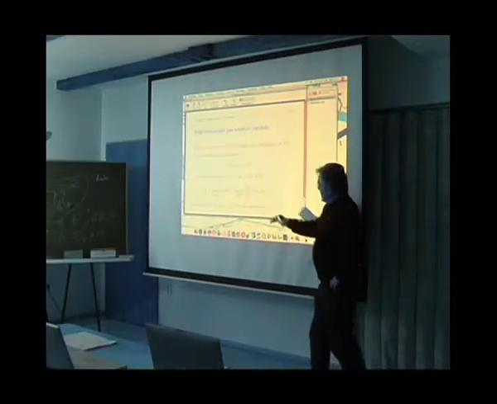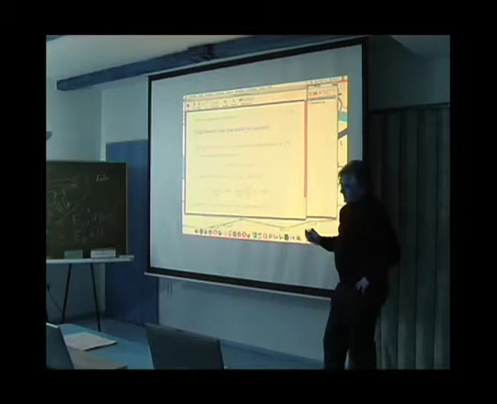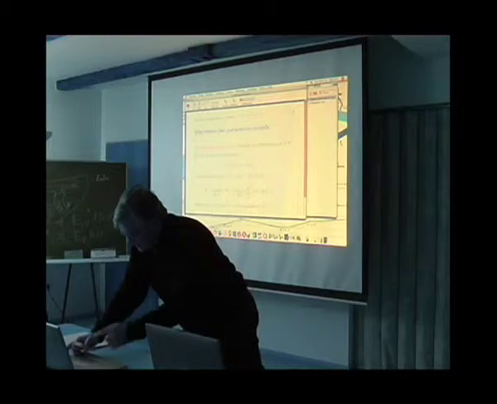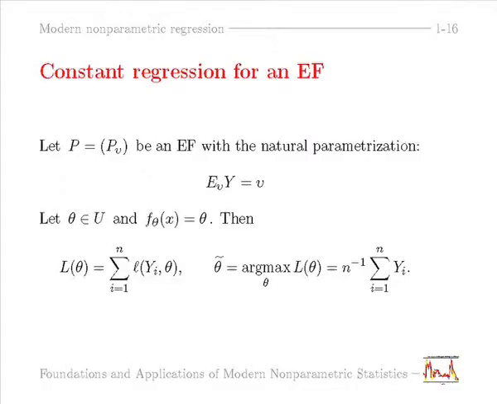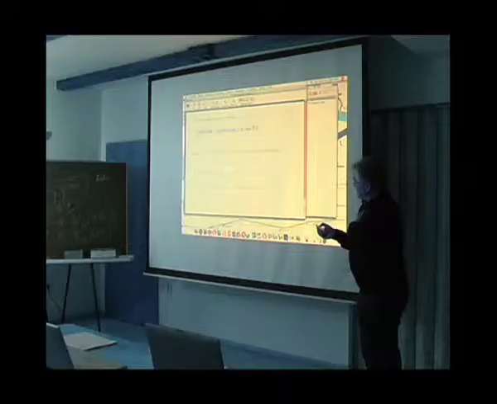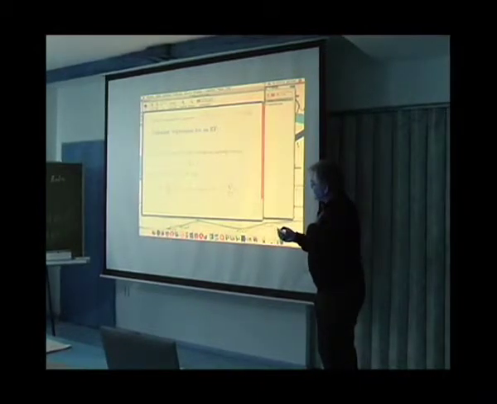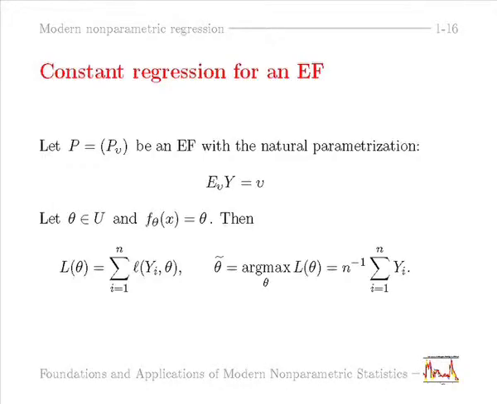Likelihood function yi and f theta, and we apply the maximum likelihood theory to get theta. So this is the example that I mentioned. Constant regression for an exponential family is what we have seen before. Take an exponential family, natural parameterization, and just say f theta is equal to theta. Then everything that we have seen before is the same thing as you have seen here.